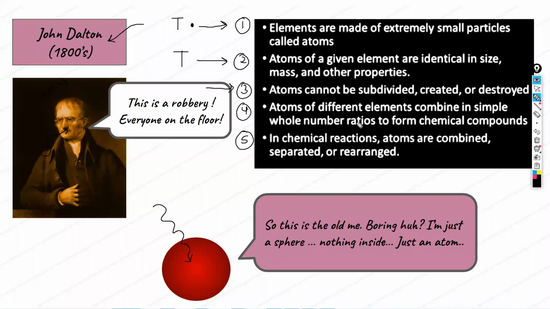What about statement 3? Atoms cannot be subdivided, created, or destroyed. That's definitely false. Whenever you say an atom cannot be subdivided, they're really saying that an atom is not made up of smaller parts. But we know that is false now, right? We know that atoms are made up of definitely smaller parts: protons, neutrons, and electrons. So I'm putting an F here for false, right?